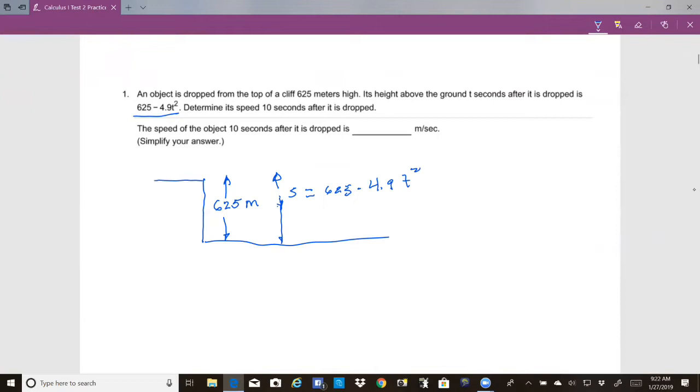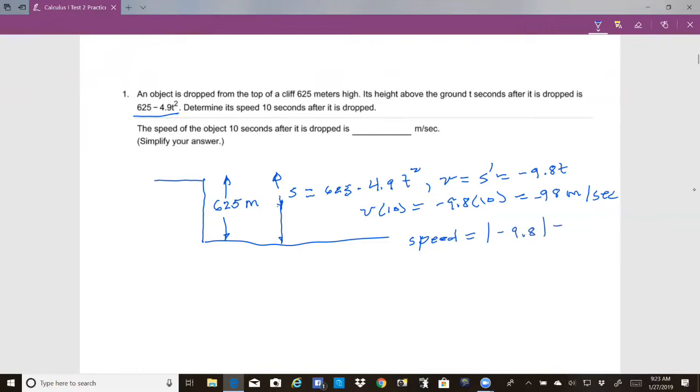Now the speed is the absolute value of velocity. The velocity is equal to the first derivative of the position, which in this case is just simply minus 9.8 t. So the velocity at 10 is minus 9.8 times 10, which is equal to minus 98 meters per second. And so the speed is equal to the absolute value of the velocity, which is 98 meters per second.